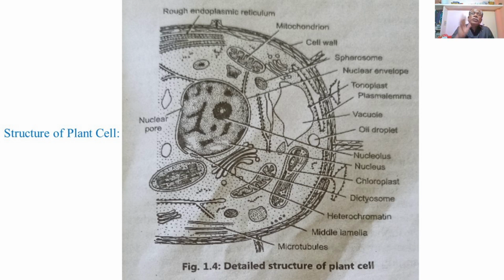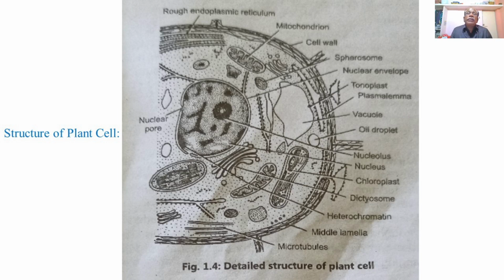Then a variety of cell organelles, that is chloroplast, mitochondria, Golgi bodies, endoplasmic reticulum, and the large-sized vacuoles are present in the cytoplasm of the plant cell. So this is about the structure and function of the plant cell as a eukaryotic cell.